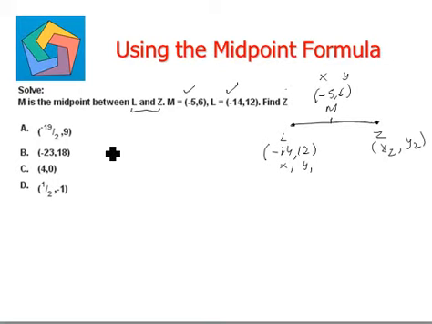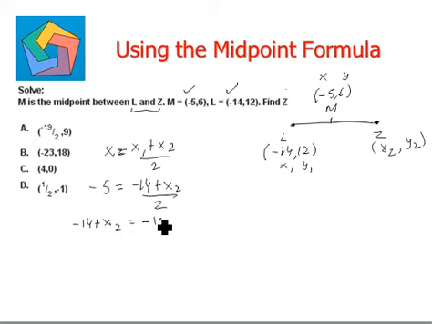Now we know the formula, x equals x1 plus x2 by 2. So we'll plug in these values over here. x is given as negative 5, x1 is negative 14, plus x2, divided by 2. We cross multiply. Negative 14 plus x2 equals negative 10, because this is negative 5 times 2. So to find out the value of x2, we add 14 to both sides. Negative 14 plus 14 is 0, so x2 equals negative 10 plus 14, which equals 4.